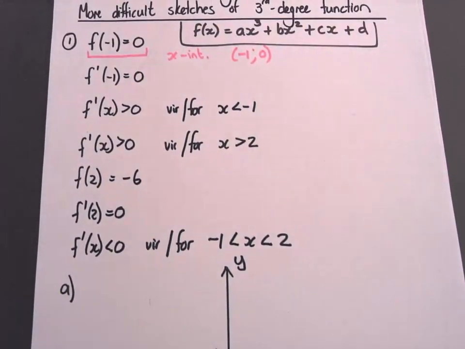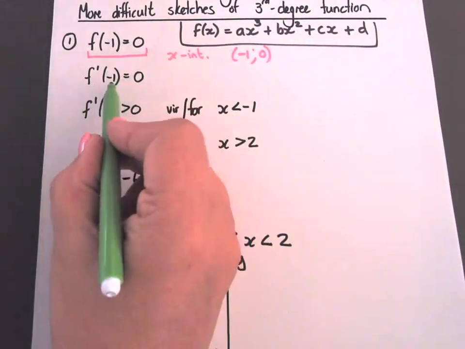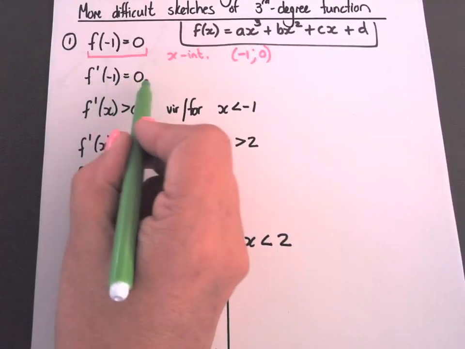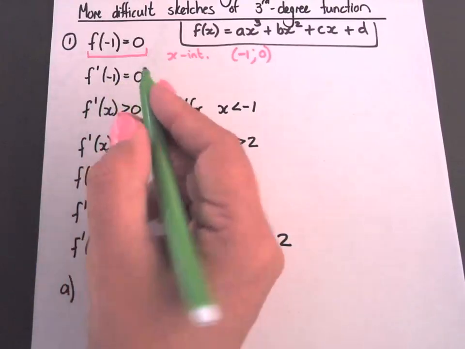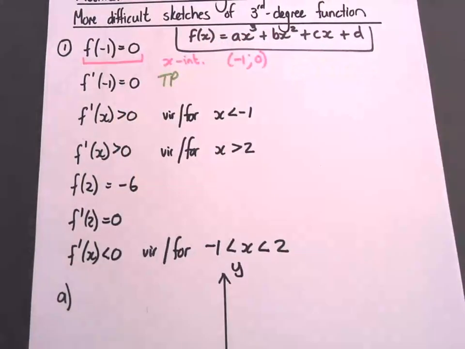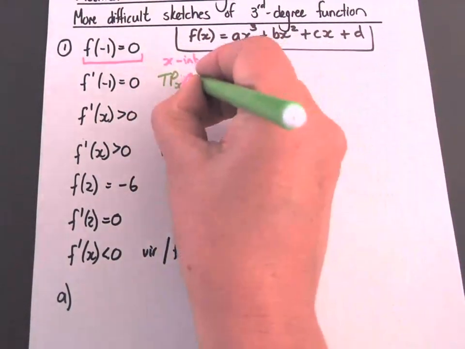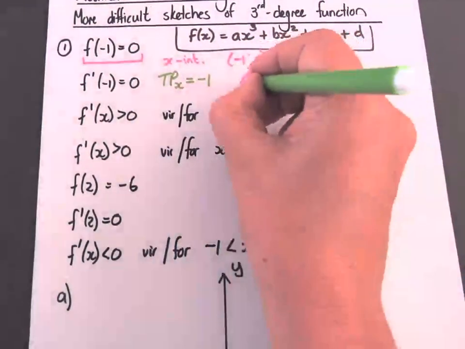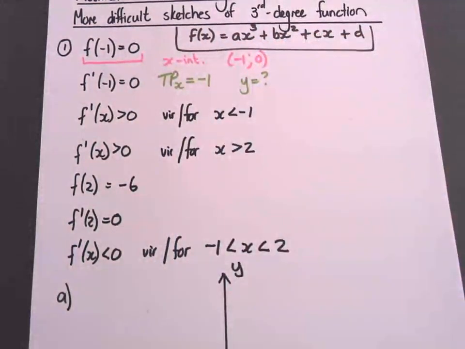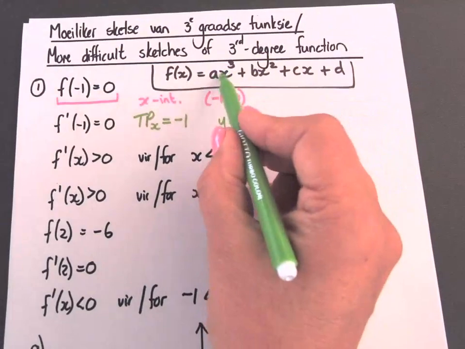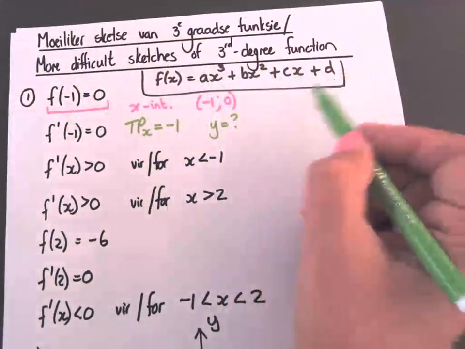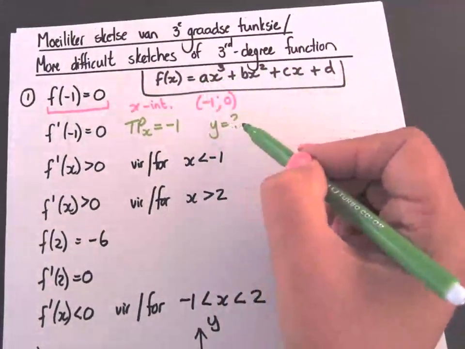The next one. The first derivative at negative 1 is 0. What does that mean? The turning point. Okay, so the turning point. And what is the x value of that turning point? Negative 1. So the turning point's x value is negative 1. What is the y value? No, not 0. We don't know. We can't substitute it in there because we only have the standard function. So we can't actually get the y value.